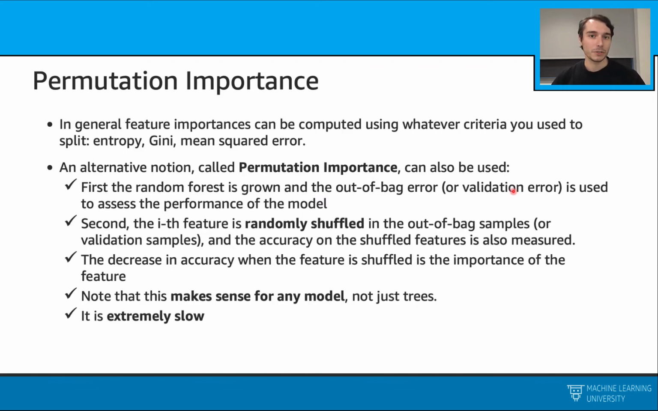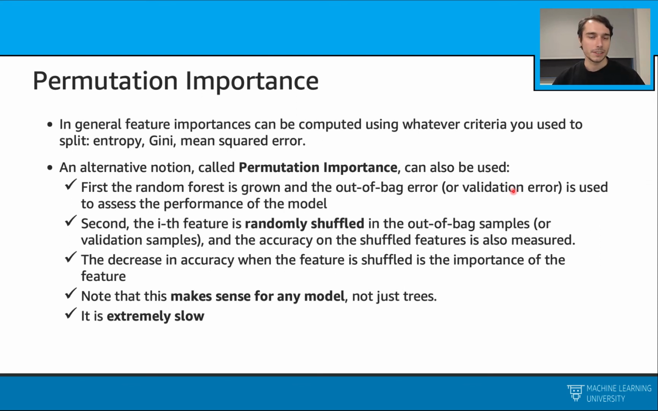Okay, we have come to the last topic for today, permutation importance. So far, we've used entropy, Gini, or mean squared error as some type of feature importance. But there are also some different approaches. For example, this is one of them, permutation importance. With this one, we will do a different thing. We will first fit our random forest model. Then we will look at this out-of-bag or validation error to see the performance of the model.